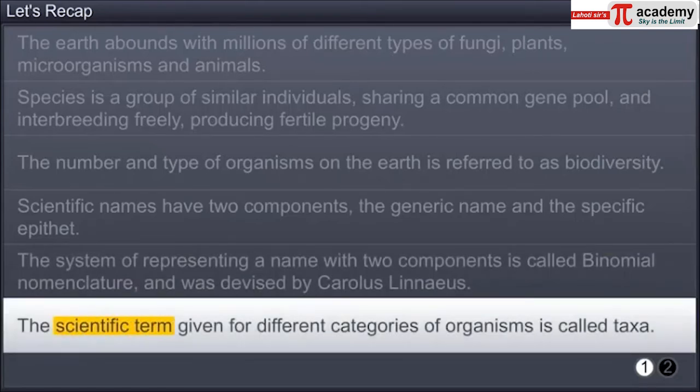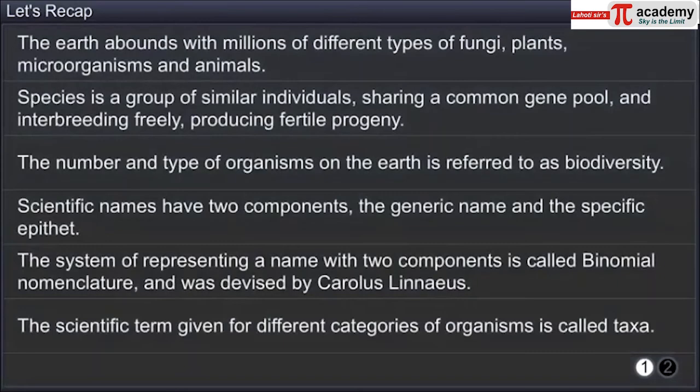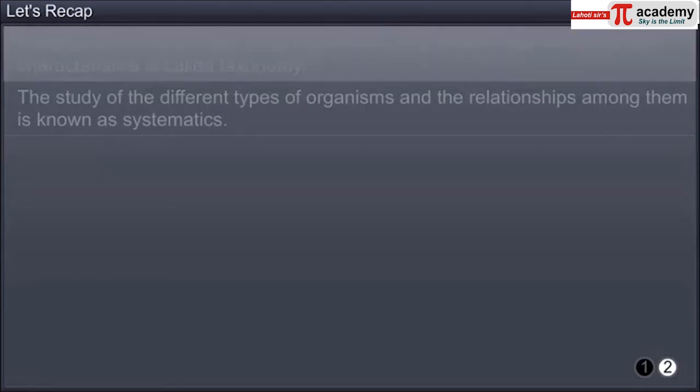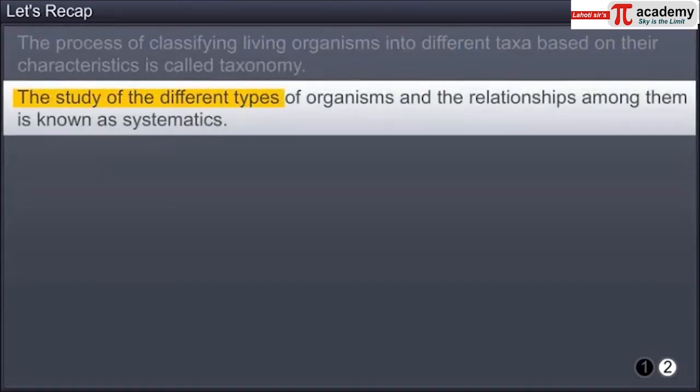The scientific term given for different categories of organisms is called taxa. The process of classifying living organisms into different taxa based on their characteristics is called taxonomy. The study of the different types of organisms and the relationships among them is known as systematics.